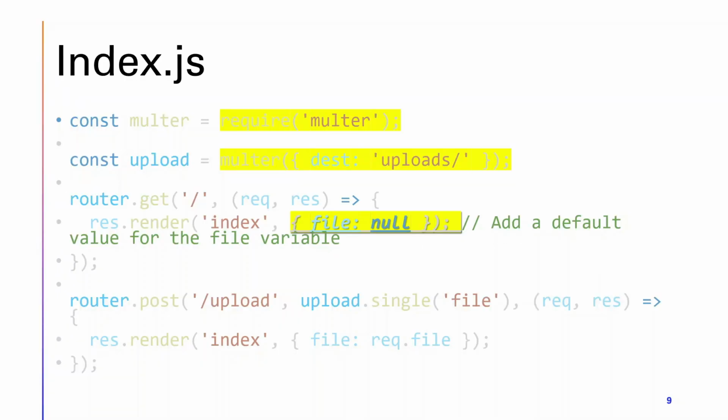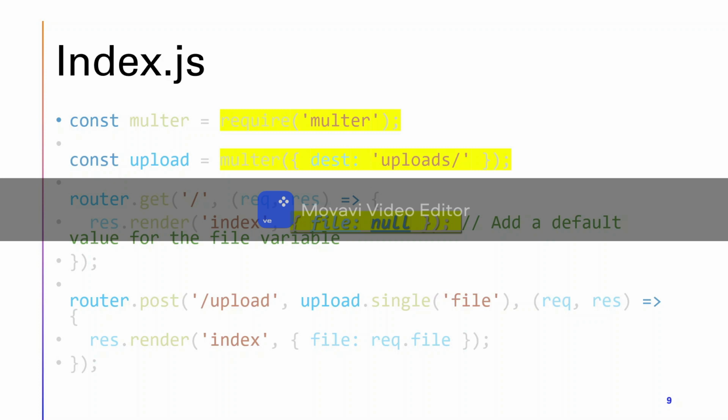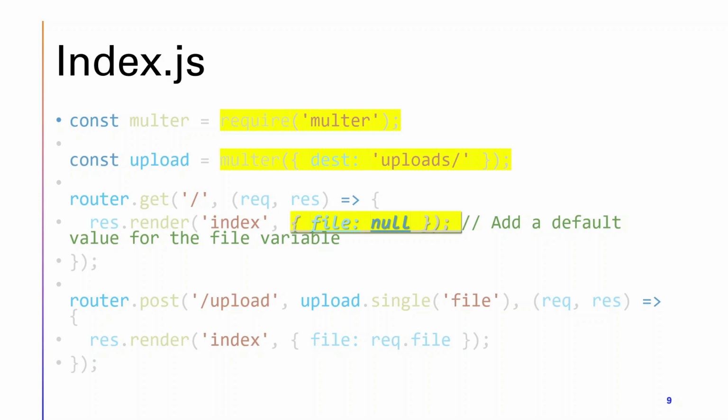Now to set up our router for index.js. Index is actually where we will be uploading our image and displaying it. So our index.js will look like this, the bare bones of it at least. We will import Multer. We will have the upload variable. Then we will use router.get to render the index.